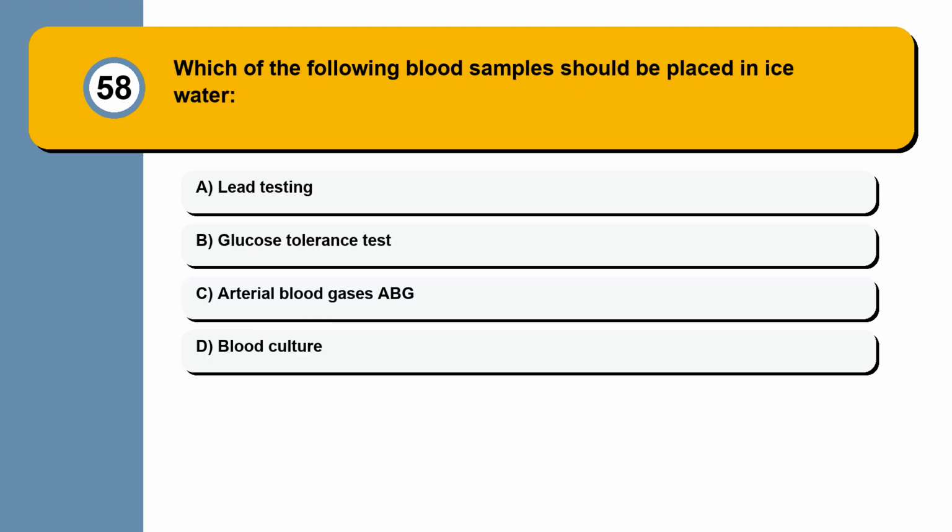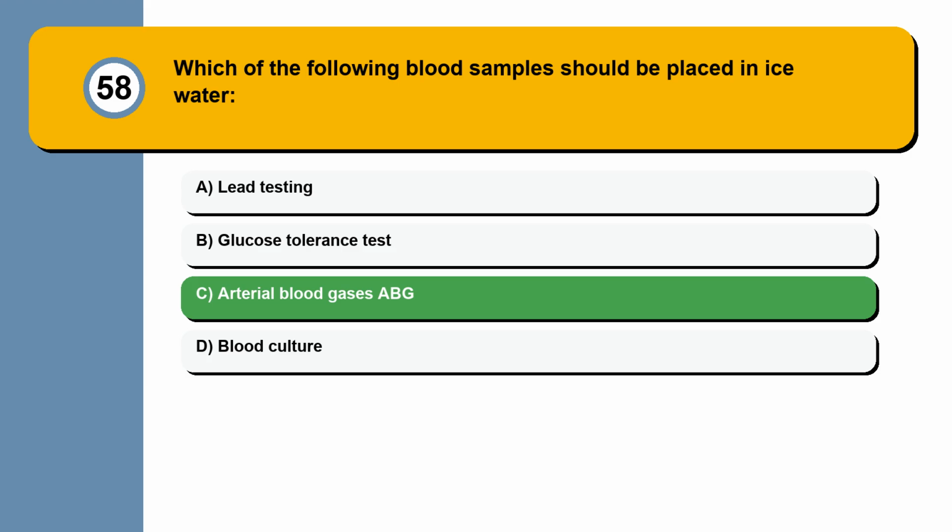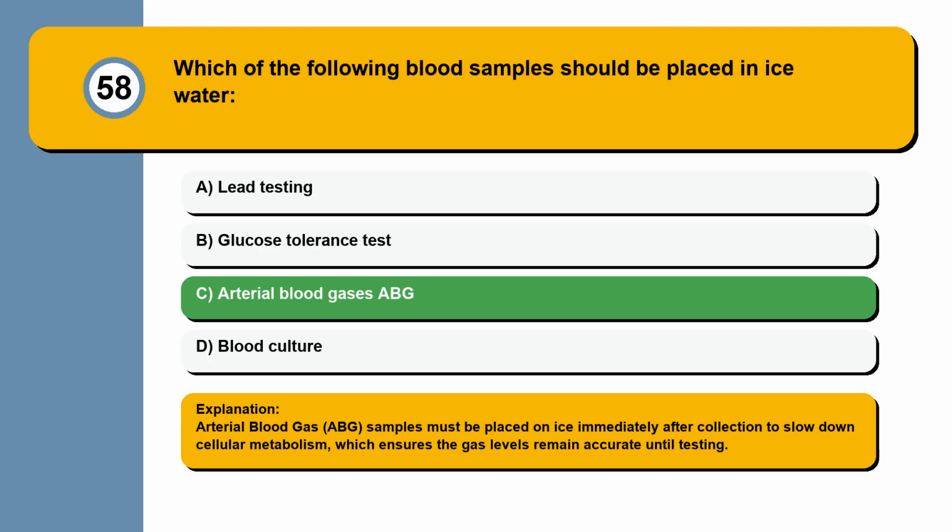Question 58. Which of the following blood samples should be placed in ice water? Here are your options. Option A, lead testing. Option B, glucose tolerance test. Option C, arterial blood gases, ABG. Option D, blood culture. The correct answer is option C, arterial blood gases, ABG. Explanation. Arterial blood gas, ABG, samples must be placed on ice immediately after collection to slow down cellular metabolism, which ensures the gas levels remain accurate until testing.